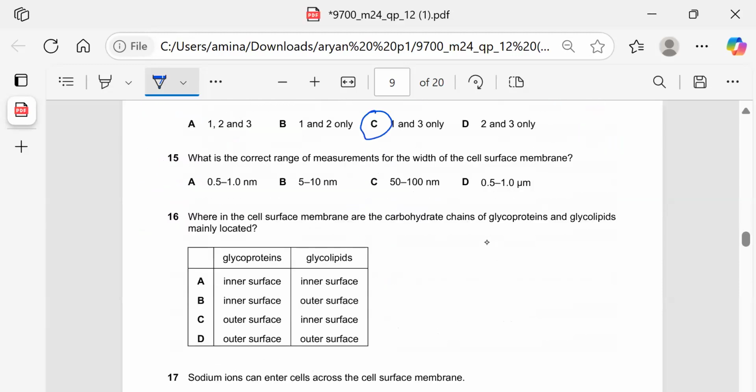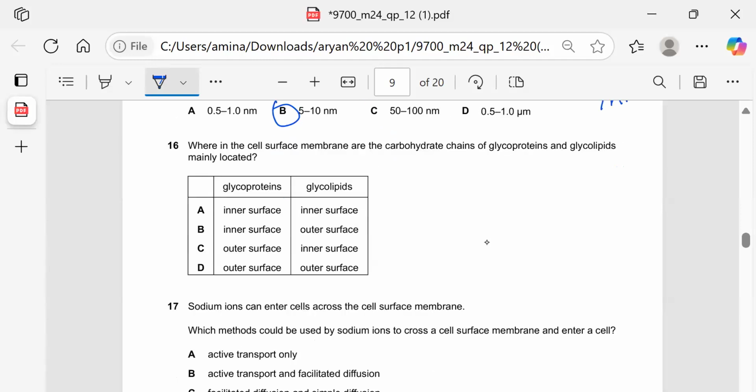I'm going for question number 15. What is the correct range of measurement in the width of the cells? This is just a question of knowing it, okay? You just need to know it. If I look at the thickness of the membrane, on average, we take it as 7 nanometer. As a range, we take it between 5 to 10 nanometer.